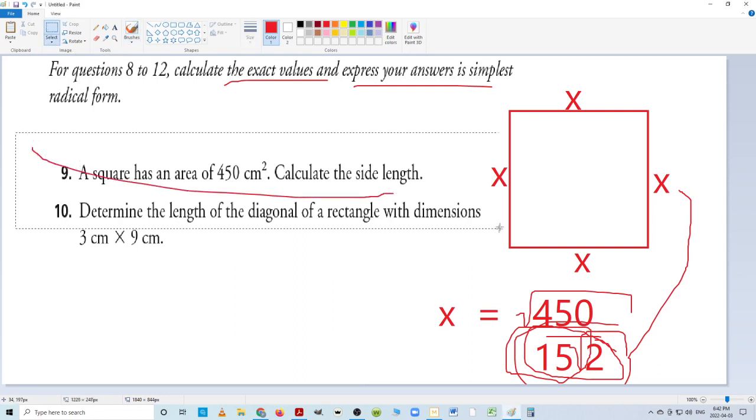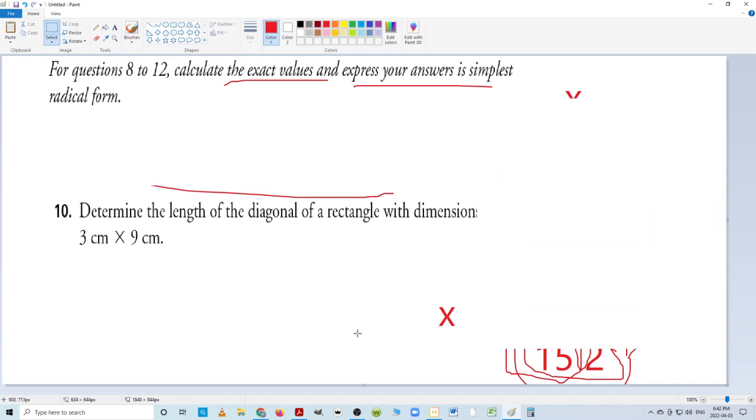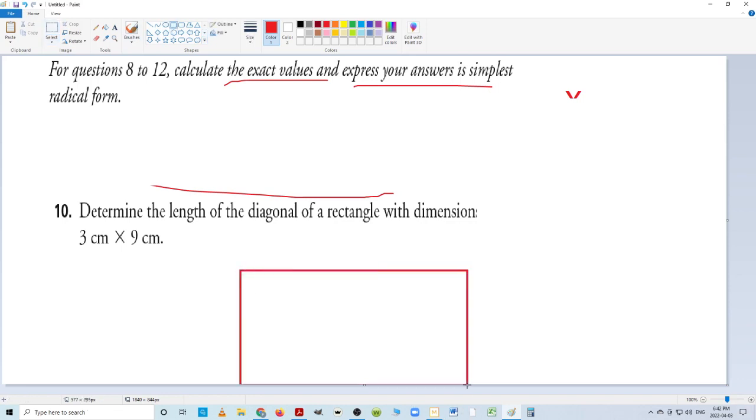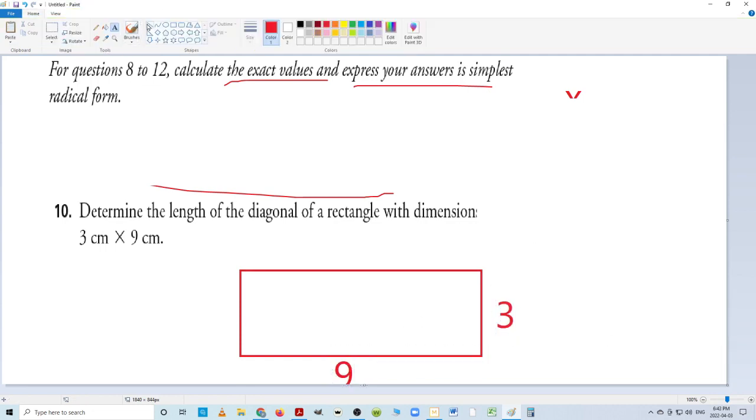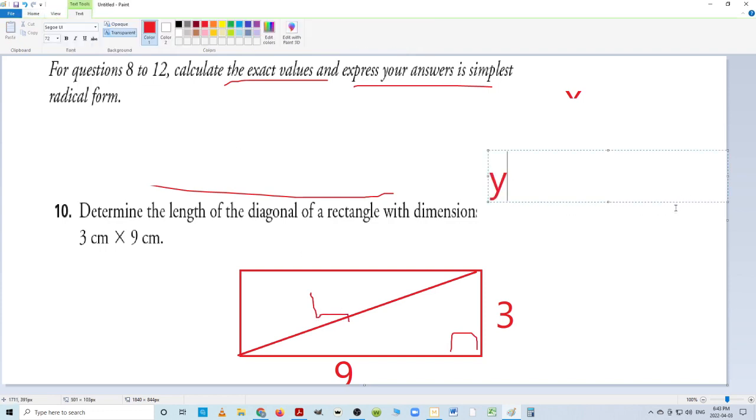Okay, and the last question is, in 10 anyway, determine the length of the diagonal of a rectangle. So now you've got to use your knowledge of the rectangle. But they give us the length and the width. And fortunately, a diagonal is still going to have a right angle right here. So that means this diagonal is simply the hypotenuse. And the hypotenuse is simply going to be the square root of 9 squared, or 81, plus 3 squared, or 9, or the square root of 90.